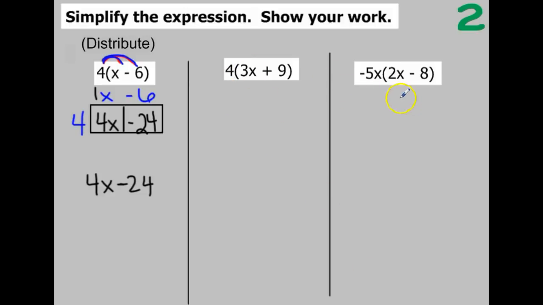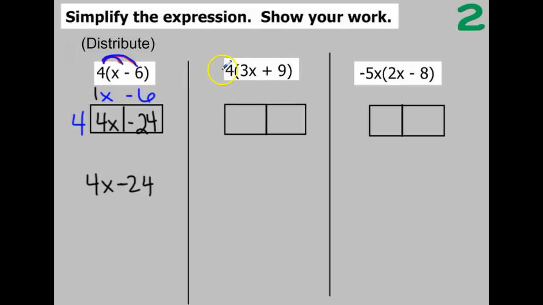I would like you to actually try these two on your own and then click play to see if you got them correct. I'm going to make the boxes here to help me. Again, if you can do it without it, that's fine. However, double check to make sure you don't mess up on your negatives and positives. So we have teacher out front is 4 again, and then 3x plus 9. 4 times 3 gives us 12, so 12x. 4 times 9 is 36. So it's not 12x 36. This is a positive, so it's 12x plus 36.